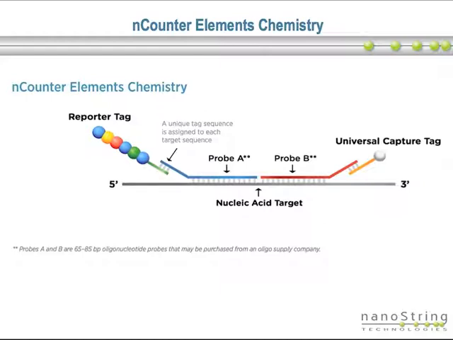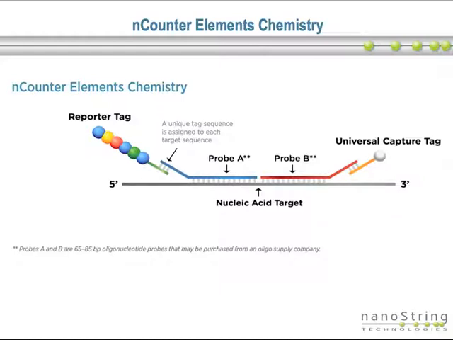The other thing that you'll need to order is the oligonucleotides, the probe A and the probe B. These are 65 to 85 base pair long oligos that you're going to get synthesized by an oligo supply company. You can use any company. We have a special arrangement with IDT to make the ordering easy. And each of these oligos contains two components. So both oligos contain a 50 base region that targets the nucleic acid. Just as in our standard chemistry, there's no difference here.